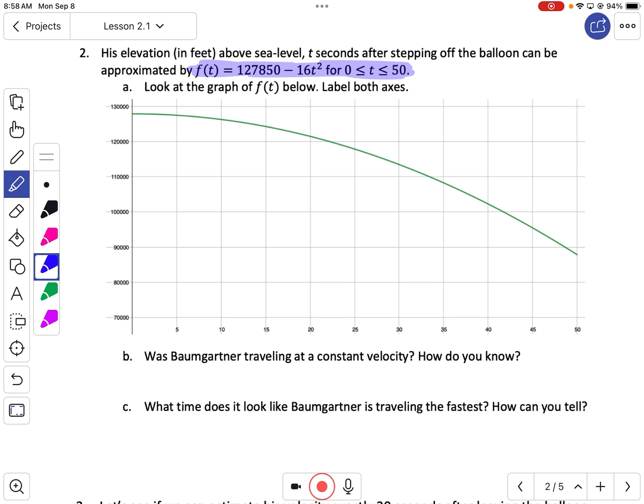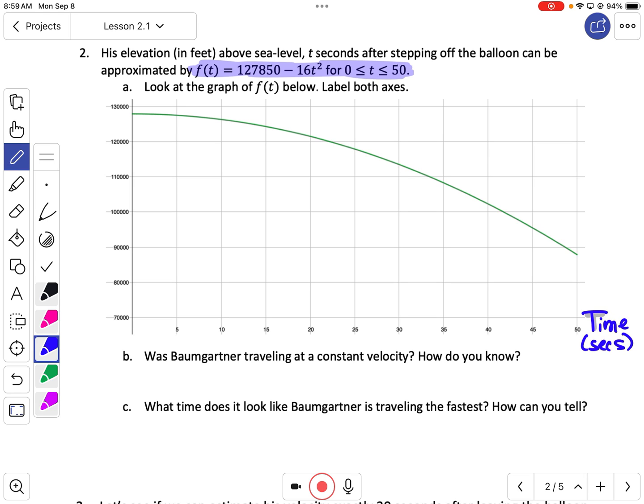Well, first of all, let's label this graph because they didn't tell me a whole lot. What would be my independent variable down here on the x-axis? Yeah, that's my time, which would be measured in seconds. And what about our dependent variable over here? What's it showing me? Yeah, his height or his elevation in feet. That's important so we know what we're looking at.